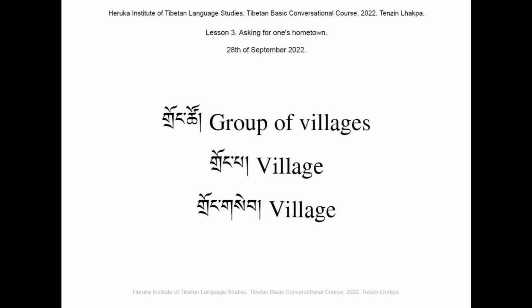So let me give you another one. Not just Trongpa, Trongsip. We also have Trongco. Now Trongco is a little different. No, Trongco is a little bigger than Trongpa. So it's a group of villages, Trongco. So Trongpa, Trongsip, same. It's the same.